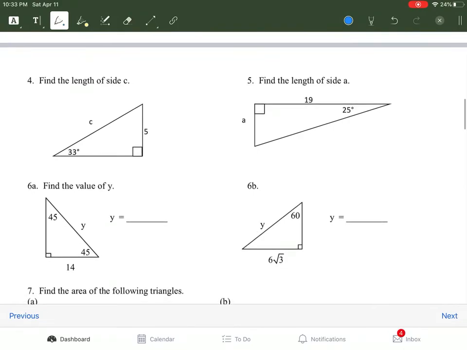All right, number 4. Now we're trying to find sides. Again, the equation will tell you which function to use. You have the opposite and you have the hypotenuse. So you're going to use the sine of the angle equals opposite over the hypotenuse. So you're going to multiply by C and then divide 5 by sine of 33. C will equal 9.18.